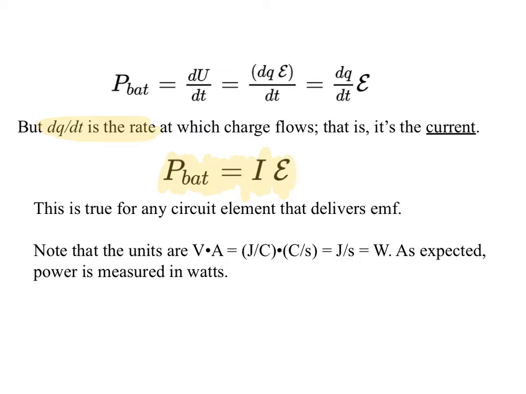Note the units are going to be volts times amps, but a volt is a joule per coulomb, an amp is a coulomb per second, so we get joules per second, which is, of course, a watt. So, as expected, power is measured in watts.